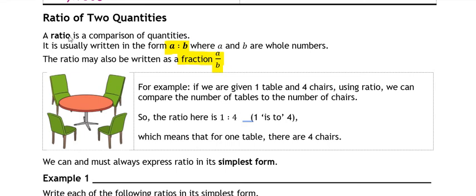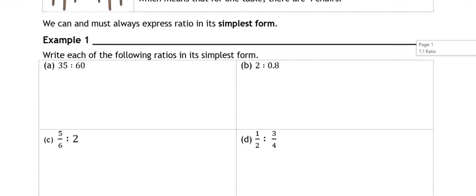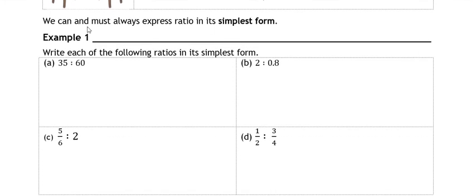Now, what do you mean by ratio over here? Ratio, you are comparing two quantities together. Like here 1:4, for example: one table, there are 4 chairs. Okay, and the first thing that we do for ratio is that we can and must always express ratio in its simplest form. Now let's start with the first example.